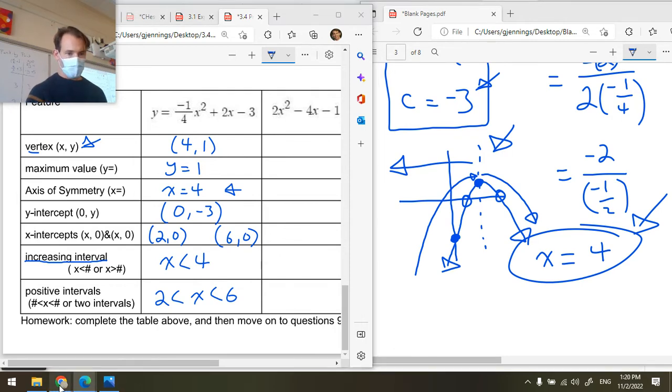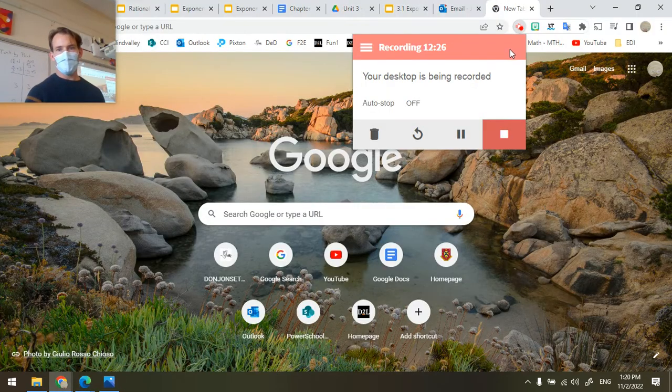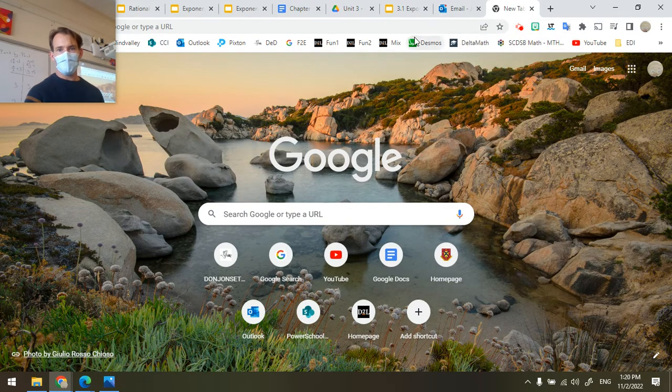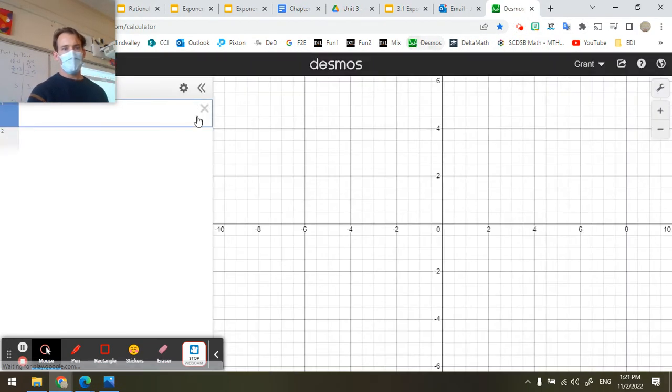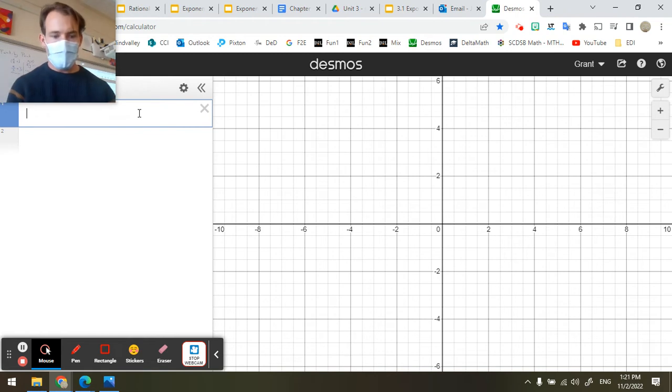Now, let's look at it in Desmos. Oh, I'm recording my desktop. That's good news. Okay, here we go, Desmos. And we're going to put in this quadratic. Negative 1 over 4 x squared plus 2x minus 3. There it is. Yeah, that's our quadratic.